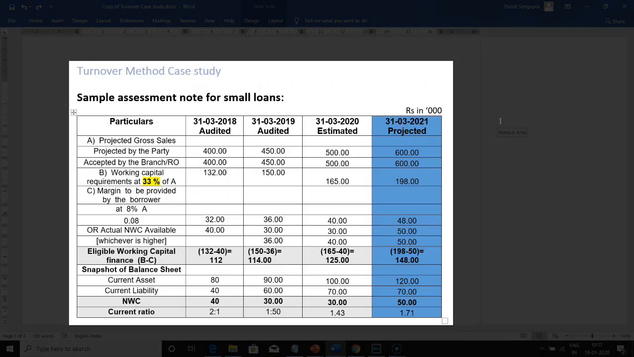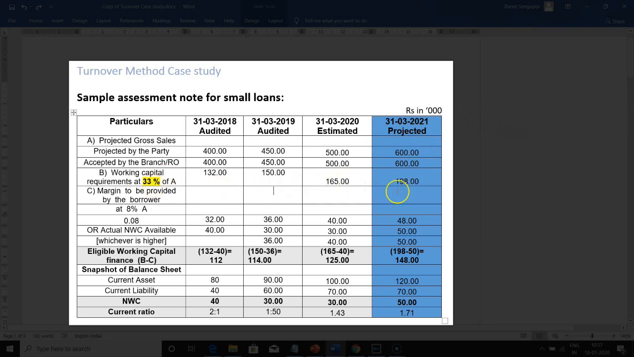So, continuing with our earlier example, we are assessing a limit of a company in May 2019. We have to take audited figures of last 2 years, the estimates for financial year 2020 and projected for financial year 2021. When you put these figures side by side, it will help you to compare year-wise increase or decrease. Our accepted gross sales figure for financial 2021 is rupees 600. Its 33% works out to be rupees 198.